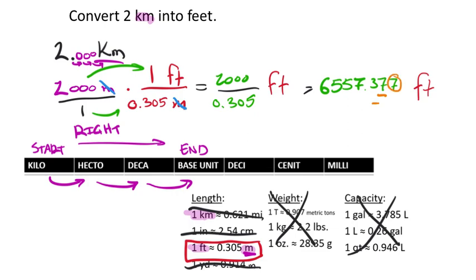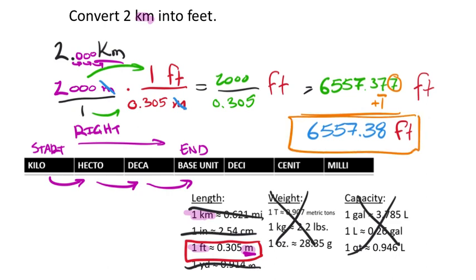The 7 to the right is 5 or more, so we add 1 to that 7. That will give me the new value of 6,557.38 feet. Yeah, that changed now from kilometers, which we then changed to meters, into feet.